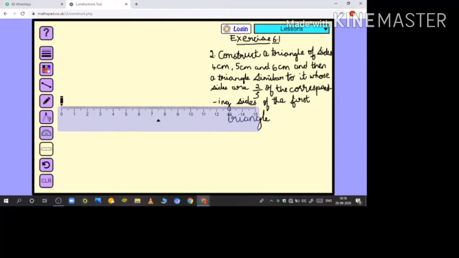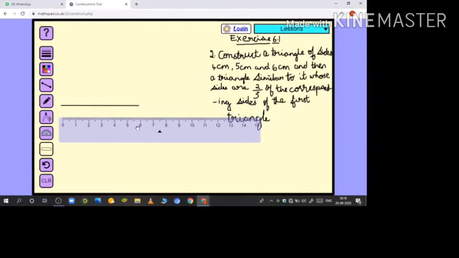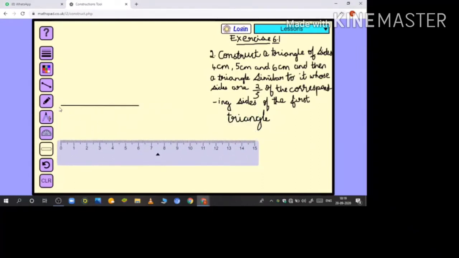Construct a triangle of sides 4 cm, 5 cm and 6 cm and then a triangle similar to it whose sides are 2/3 of the corresponding sides of the first triangle. Steps of construction. Step 1. Draw a line segment AB of length 6 cm.